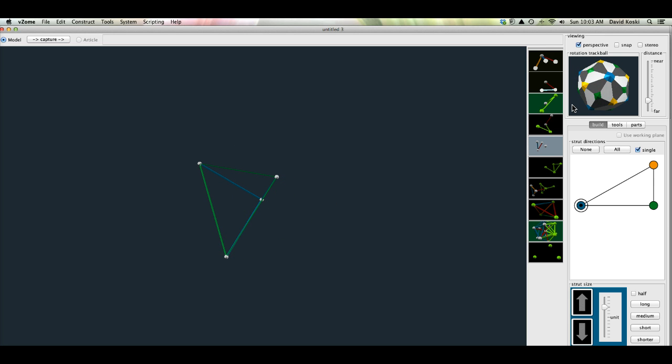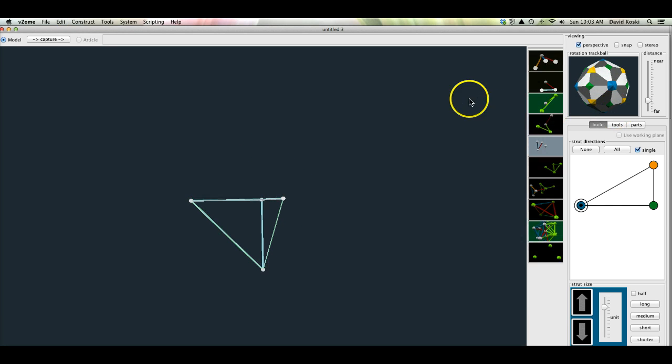I should be able to quickly build the octahedron here. Yeah, there's the octahedron. But we don't need all those extra lines right now. You get plenty of them.